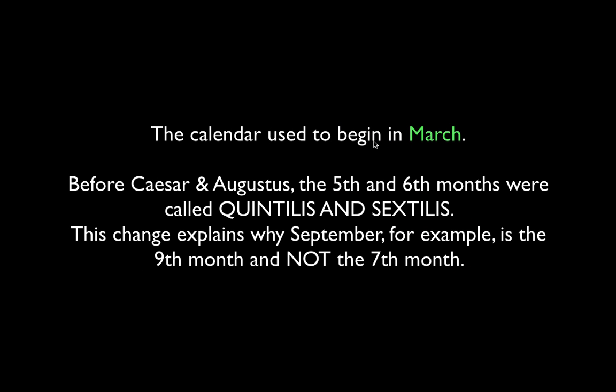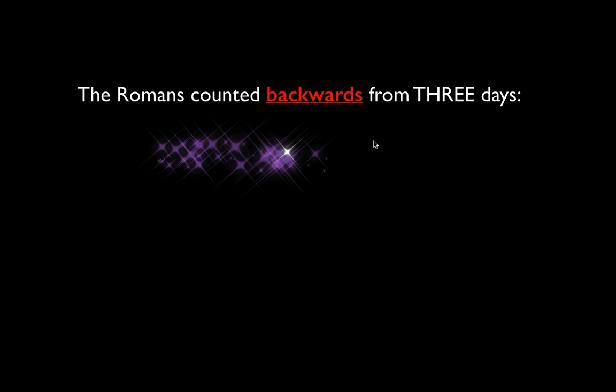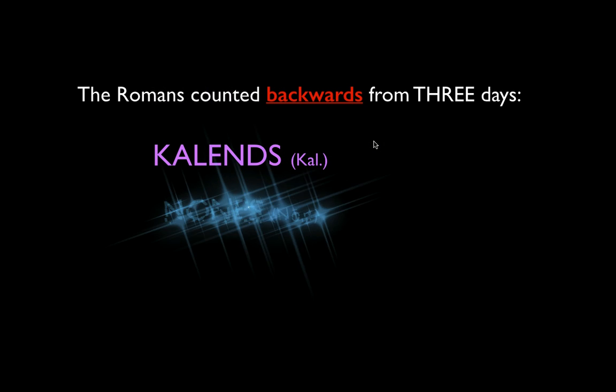But anyways, the calendar used to begin in March, which can help explain why September is the 9th month and not the 7th month, and Caesar changed the names of the 5th and 6th months to, that's right, Julius and Augustus. So July and August.